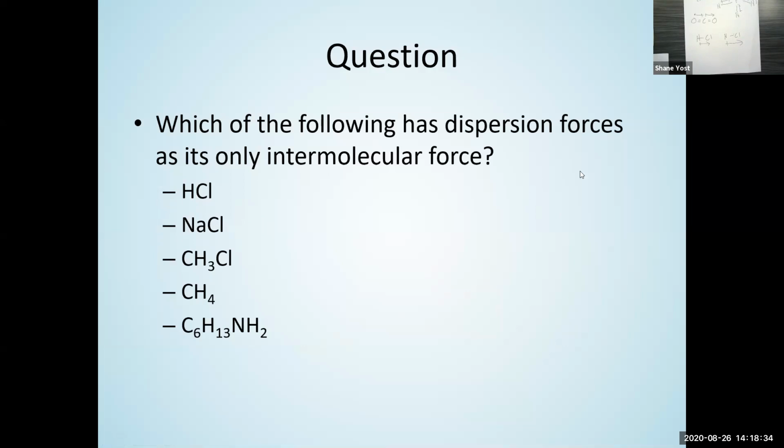So, Olivia, you are correct, that ionic bonds don't have intermolecular forces. They have ionic bonds that exist. These are strong intramolecular interactions, not these intermolecular interactions that we're talking about.